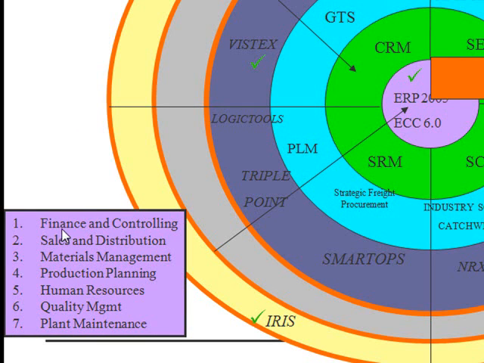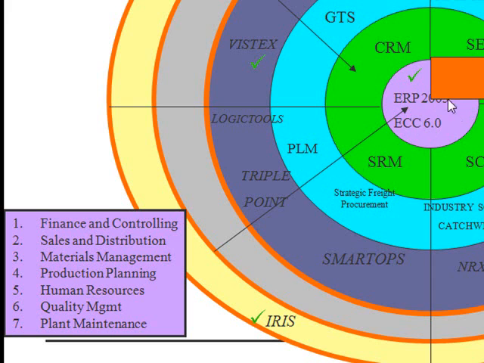This has finance and controlling, sales and distribution, materials management, production planning, human resources, quality management, plant maintenance. These are some of the modules of ECC 6.0. This is the core SAP product.